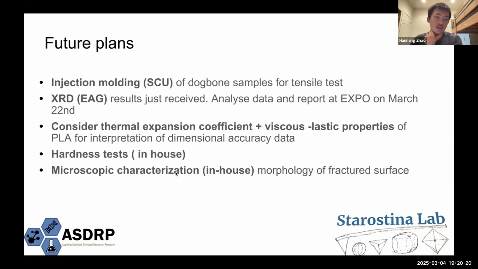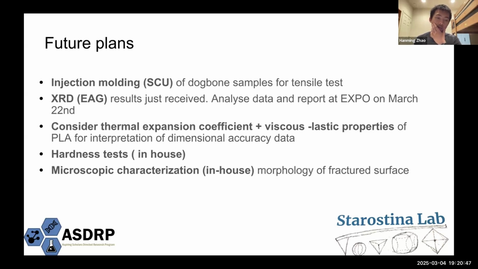Okay, so for our future plans, one of our most important plans is to finish up the injection molding at Santa Clara University so we can properly compare the traditional forms of manufacturing to additive manufacturing. We will also follow up on the XRD data from EAG, which we just received recently. We will then analyze that data and report later this month.